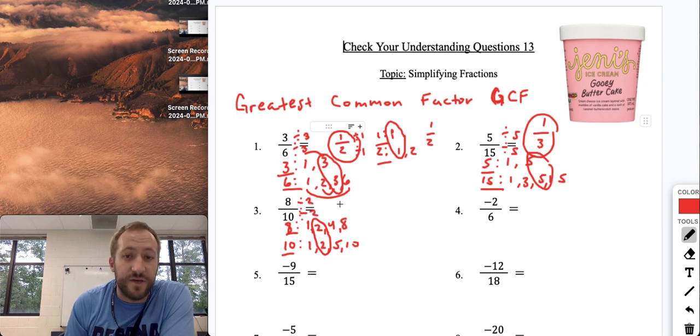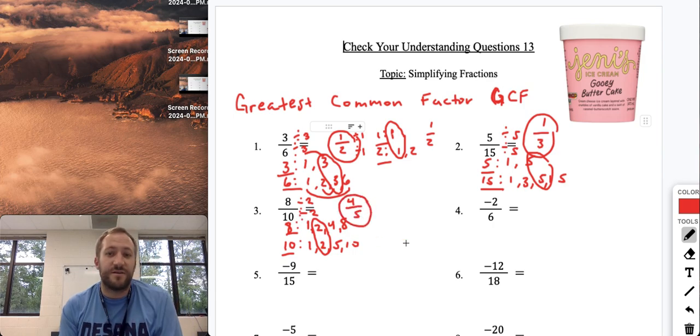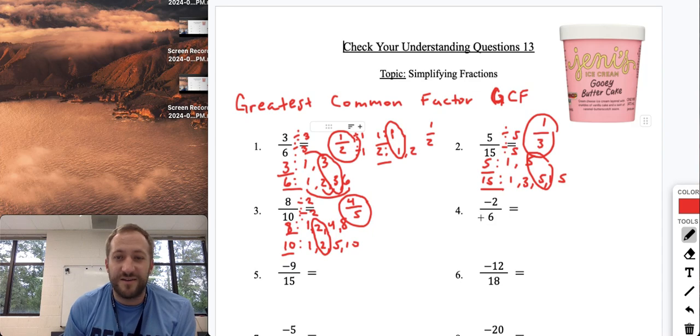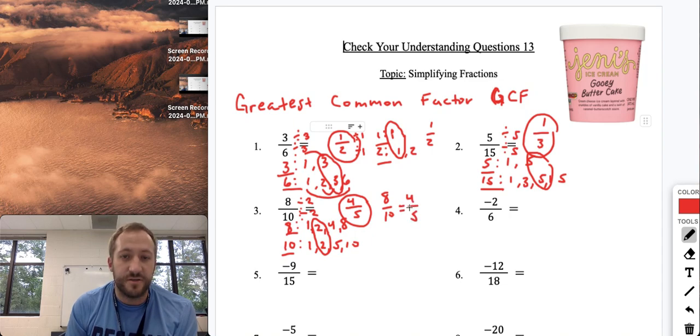So 8 divided by 2 gives me 4. 10 divided by 2 gives me 5. That is the simplest form of that. Notice also that 8 over 10, the one that I started with, and 4 over 5, these are equivalent fractions. They're equal to each other. This one over here is just the most simplified form.